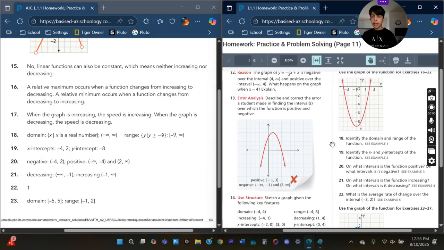And for the y-intercept, when it crosses the y, and y is just the vertical one, over here it's -8, because as you can see right here, that's at -8 when it just crosses over. So that would be your answer. The y-intercept is -8, and for the x-intercepts it's -4 and 2.